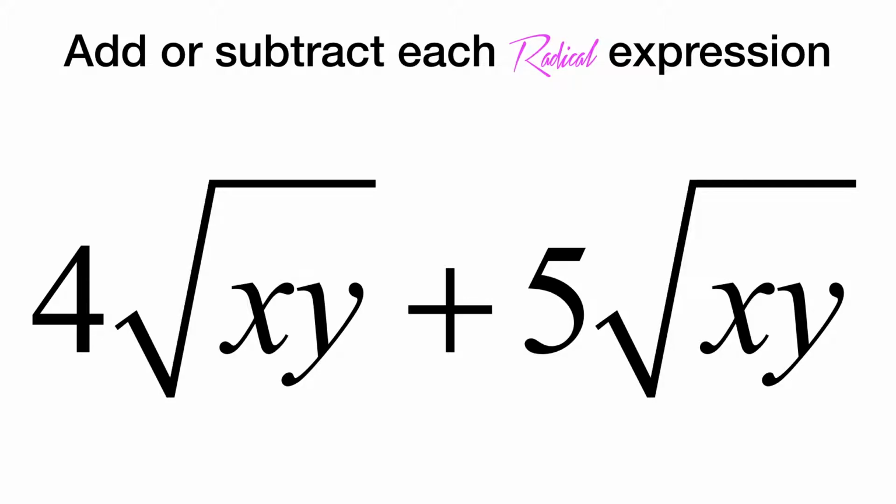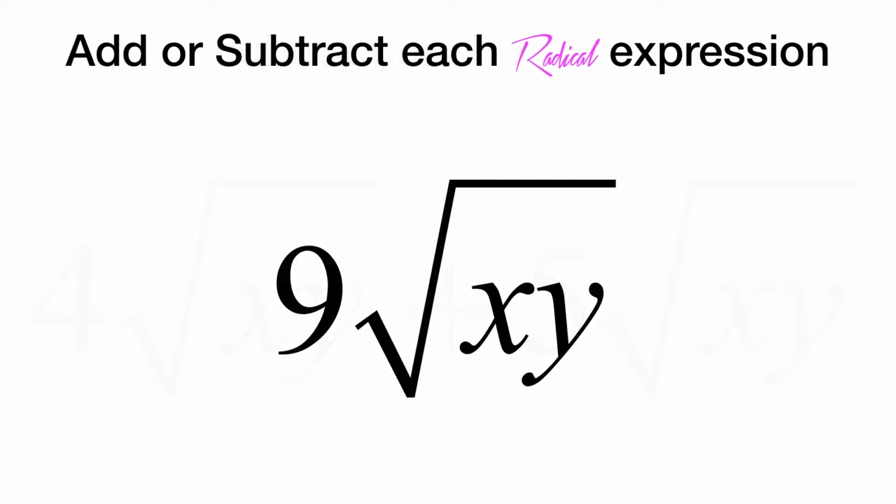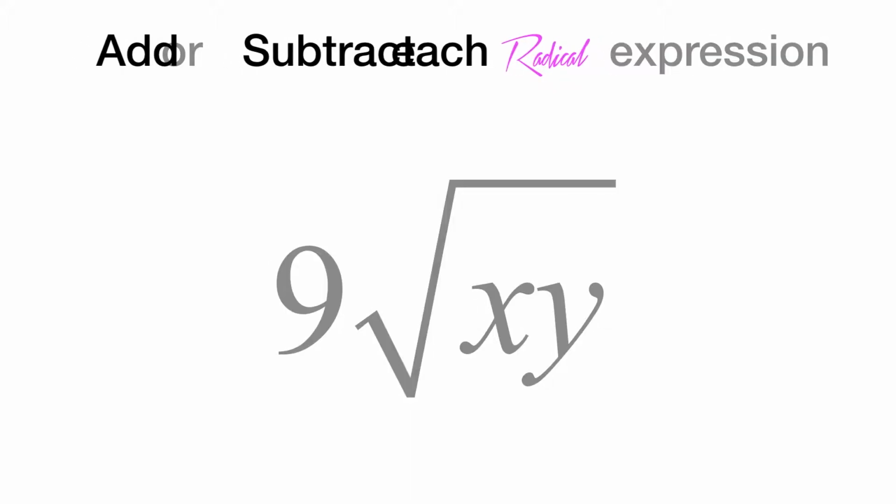All right, so now let's try this one. 4 square roots of xy plus 5 square roots of xy. Wait, square roots of xy, those are the same. That means we can add them together. 4 plus 5 is 9. Yay! What joy. All right, let's try this.